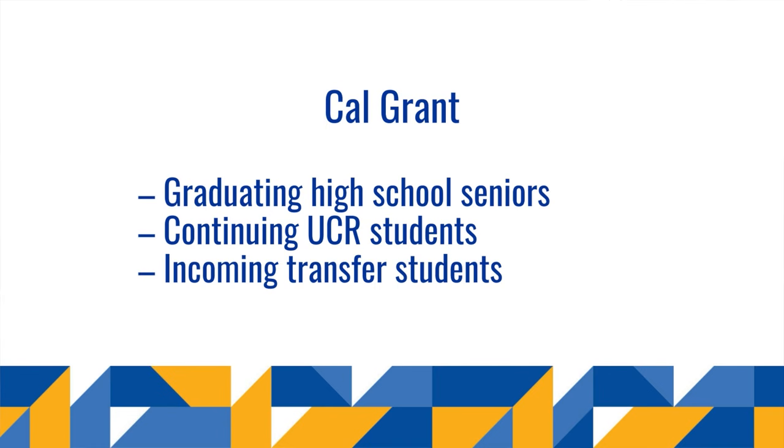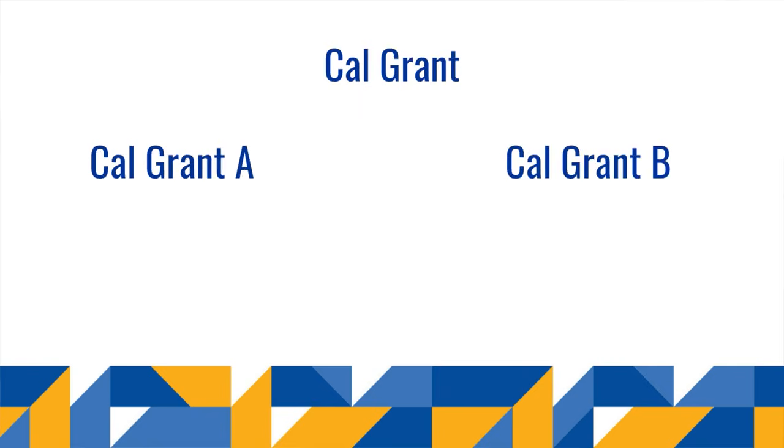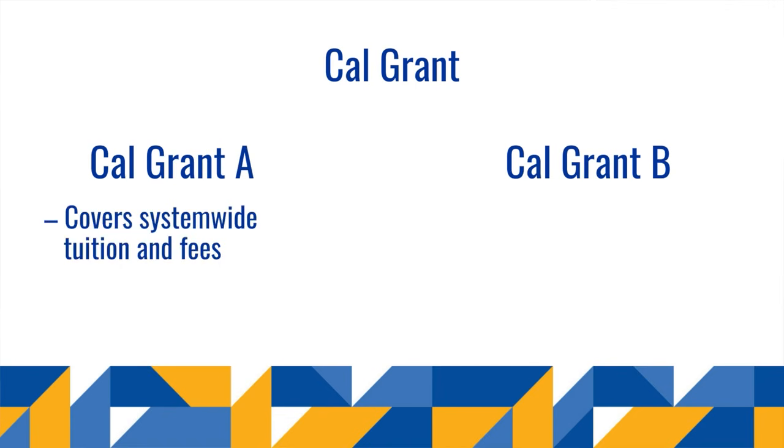There are very specific GPA requirements that must be met and vary based on grant programs and type of student: high school senior, transfer student, or continuing UCR student. The Cal Grant A award amount covers system-wide tuition and fees, averaging around $14,000 for the year. The Cal Grant B award will vary.